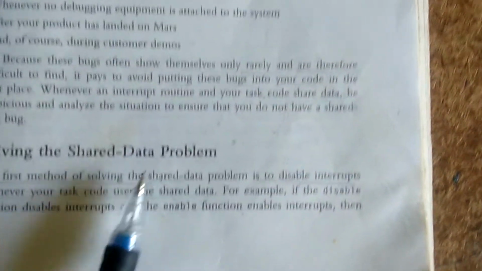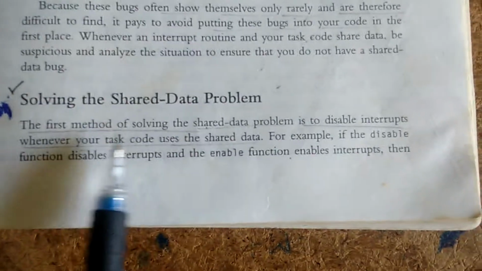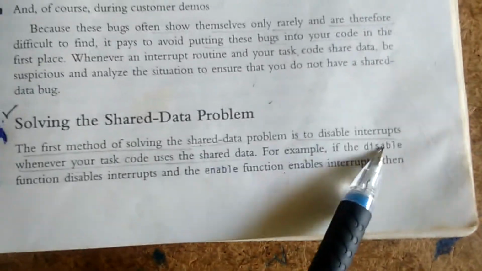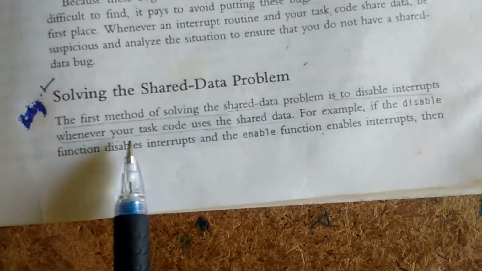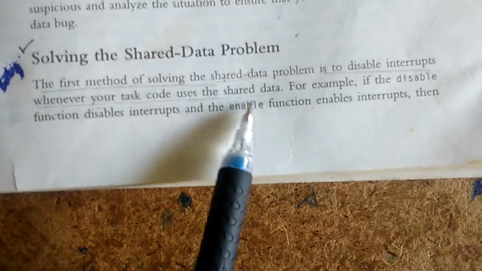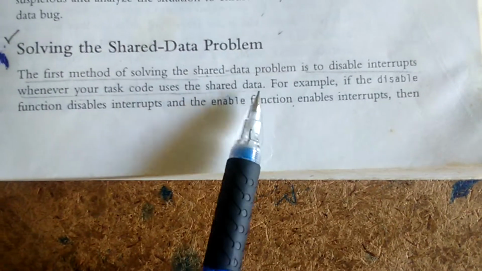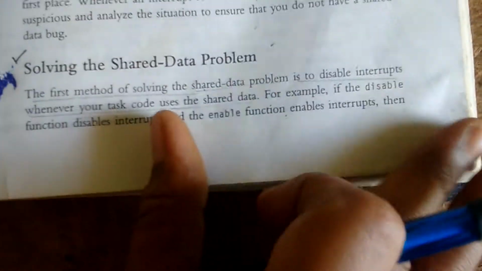Now let's see how to solve this shared data problem. The first method of solving the shared data problem is to disable the interrupts whenever we want to run the task code and enable the interrupts after completing our task code. Let us look into the example.